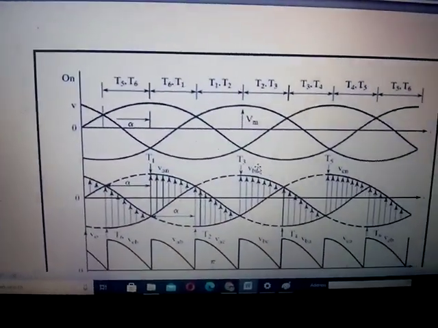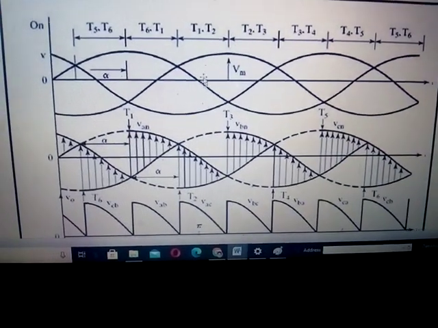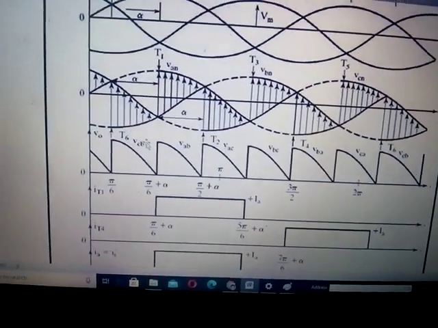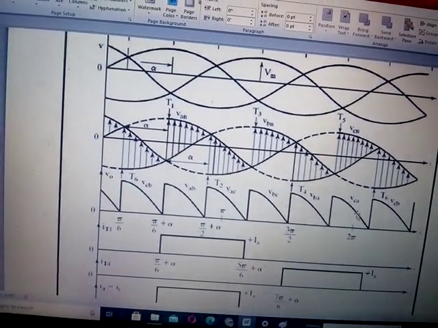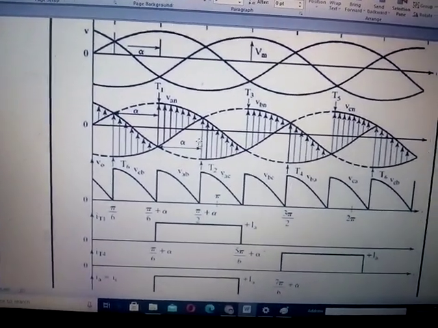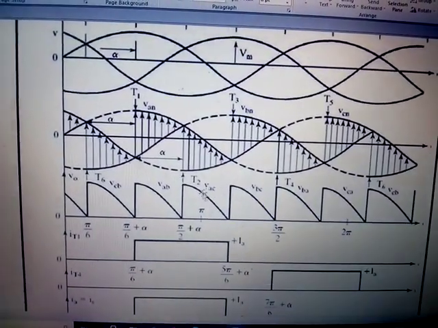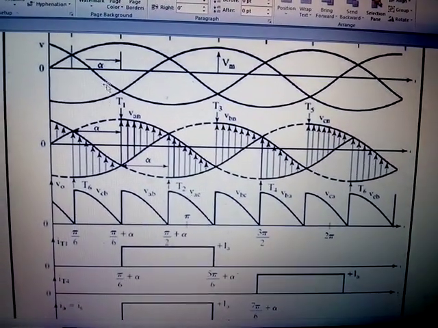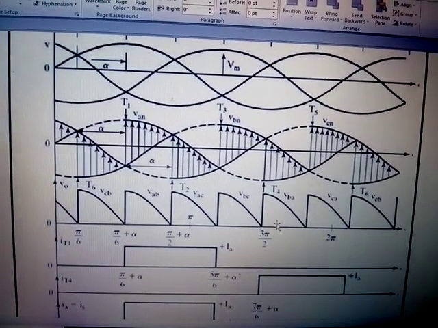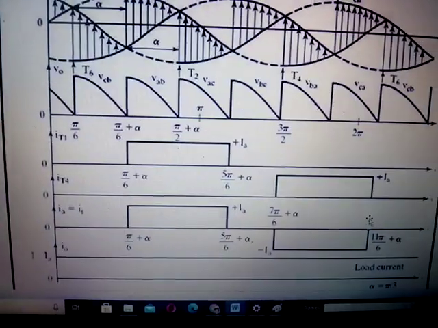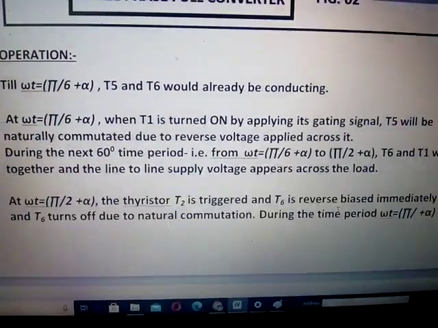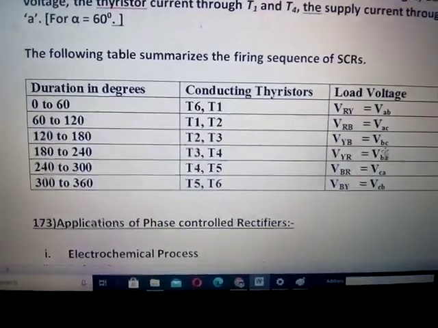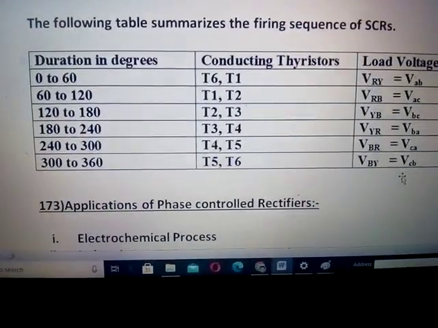These are the waveforms. In the examination you need to write the input waveforms, this one and this one. This is not so important, but it is better to write it, or you have to calculate it yourself. Then the output load waveform. The firing sequence is given in the table.